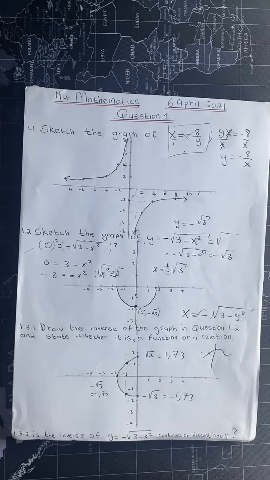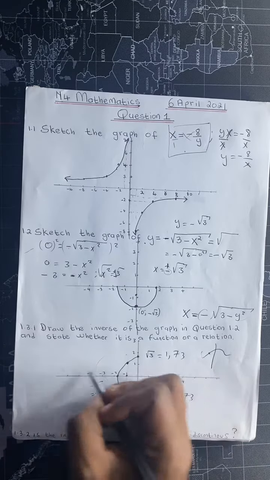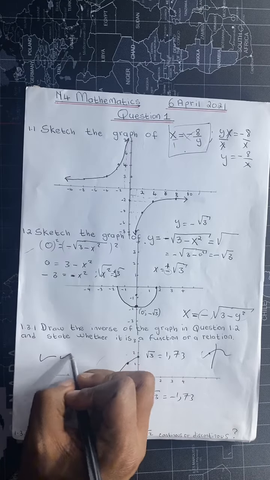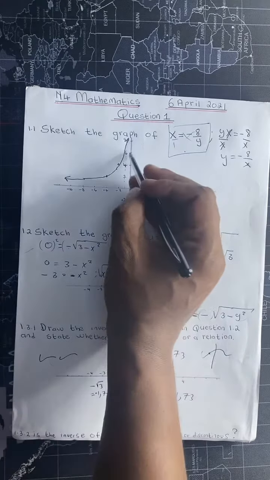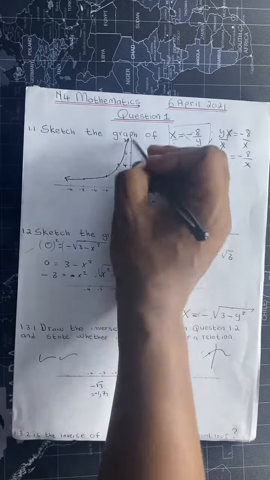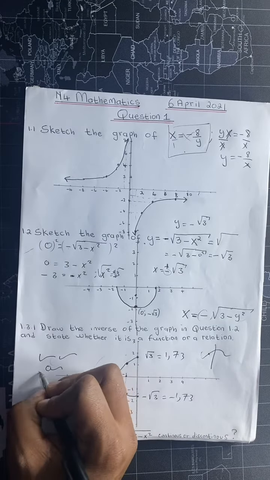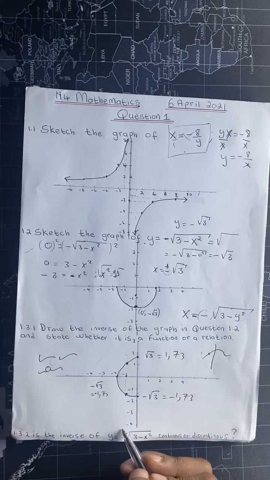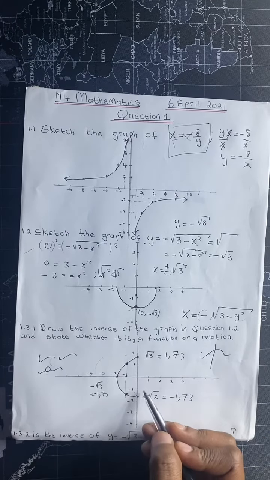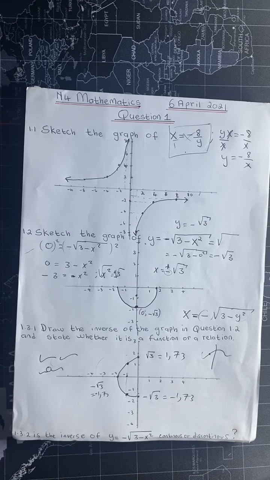So 1.3.2 states: is the inverse of y equals negative the square root of 3 minus x squared continuous or discontinuous? It is continuous because there are no abrupt jumps. It would be discontinuous if there was a jump, or if there was a vertical asymptote like that one. So there are no jumps and no holes. If there was a hole, it would be discontinuous, but because there are no holes, no jumps and no vertical asymptotes, this inverse is continuous.